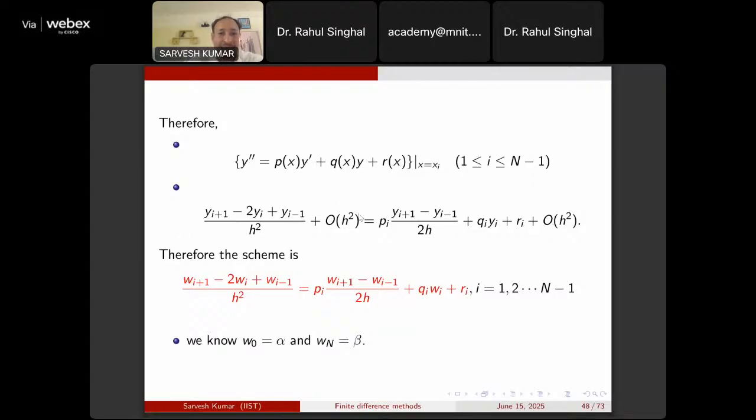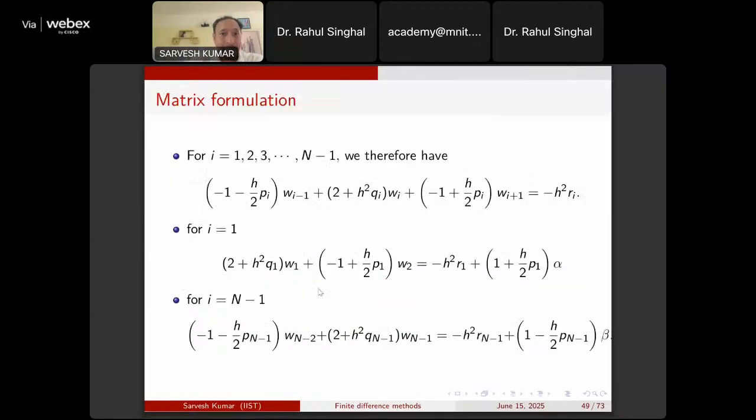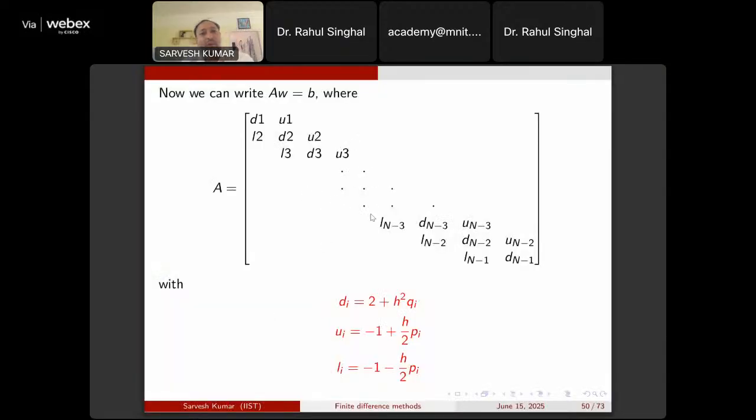So if you remove the truncation error, we can write the scheme for the approximate solution. That's my scheme now. w naught is the initial point, and at the initial and end points I know the solution. That's why I start from 1 to n minus 1. Now I can rewrite this as a system, just putting i equal to 1 to n minus 1.